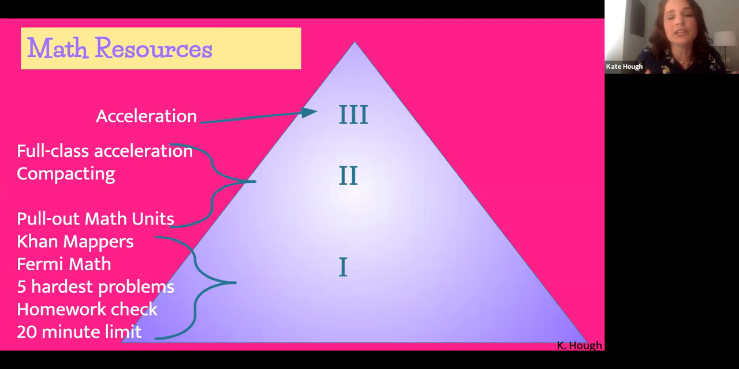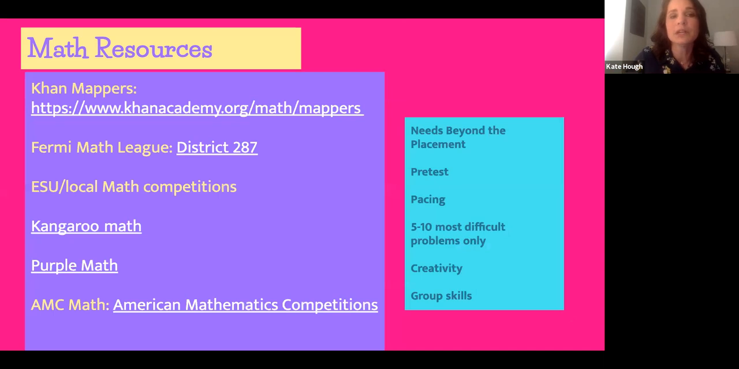But as you can see, one student may be coming just for pull-out math units, while another student might be multiple grades ahead, also in that pull-out math unit, but has also received compacting curriculum. So it's helping to define differentiated tiers of instruction within the gifted programming. I've listed these resources that you can click on. Kids do like math competitions. There's a few listed there.